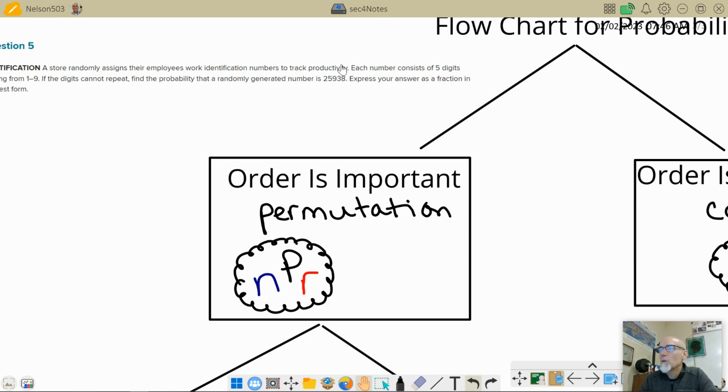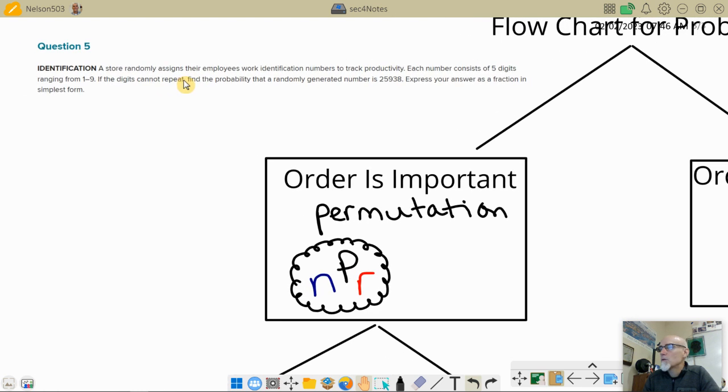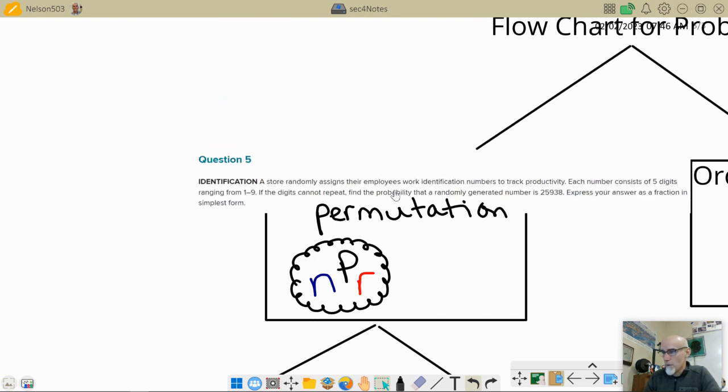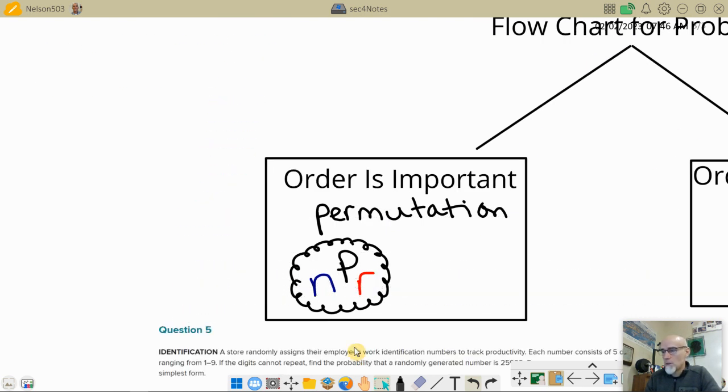Okay. So now we're given employee ID numbers, and the ID numbers are going to use 1 through 9. We're not going to use a 0 in their ID number, and there's only 5 digits. Does the order matter? Absolutely. You get a different number if you rearrange the order, right? So the order is a big deal. So let's follow our little flow chart. Order matters. So I'm going to be doing a permutation.